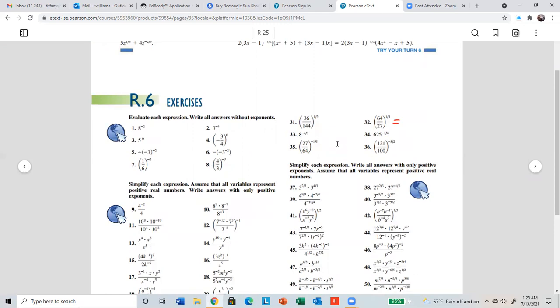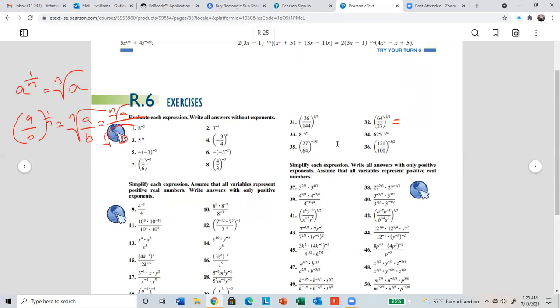Okay, you have a rule that says if you have a to the 1 over n, that's equivalent to the nth root of a. Or I could write it like this: if I have a over b to the 1 over n, that would be equivalent to the nth root of a over b. Or the nth root of a over the nth root of b. You can split it up. It means the same thing.